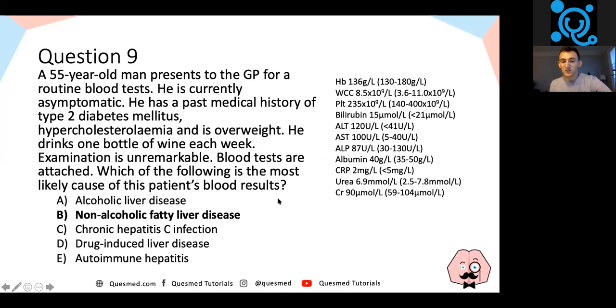And this question is just to emphasize that non-alcoholic fatty liver disease is the most common cause of liver derangement that we see in the community. In terms of the other options, alcoholic liver disease, he probably doesn't drink enough alcohol to have that. Chronic hepatitis C, he's got no risk factors for that. Drug-induced liver disease, the question mentions no drugs that could cause this. And it looks like it's probably a more chronic picture. And autoimmune hepatitis, as we mentioned before, is quite rare. So non-alcoholic fatty liver disease is much more likely to be causing the liver derangement.